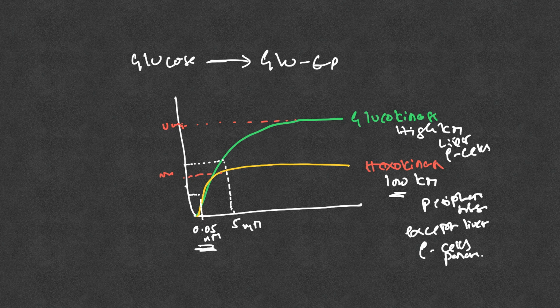And why is it present in liver? Because it makes sure the liver uses glucose only when there is high glucose available in the blood. And also take note of the Vmax of glucokinase and hexokinase.